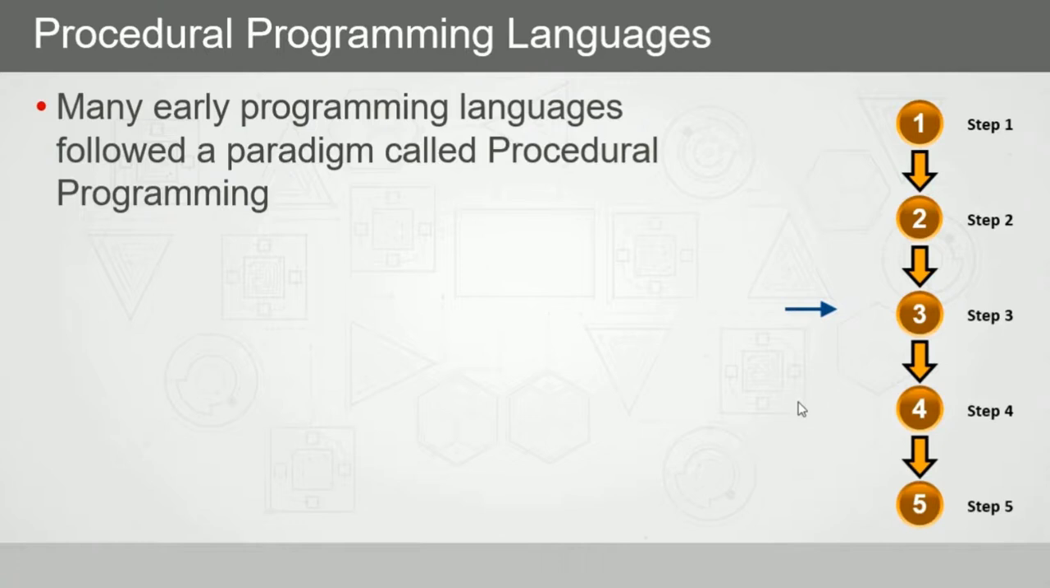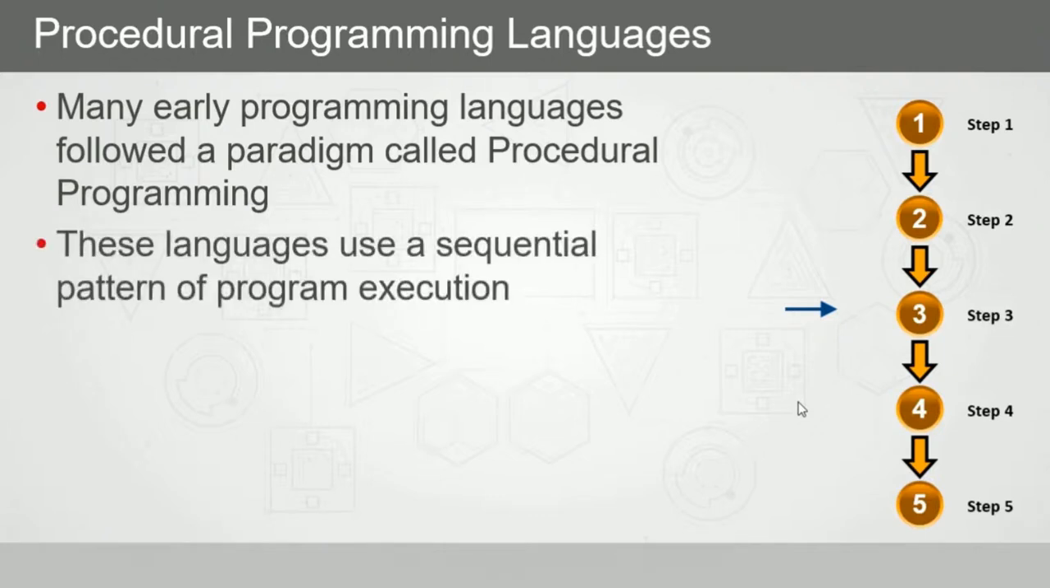Now let's talk about the other key feature of the Java programming language I mentioned before, that it's object-oriented. So many early programming languages were based on a programming paradigm called procedural. Procedural languages use a sequential pattern of program execution, such as you see in the diagram here. Some examples of procedural programming languages are COBOL, Fortran, C, and Pascal.